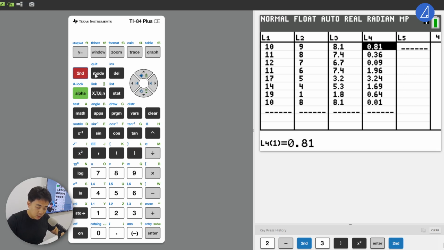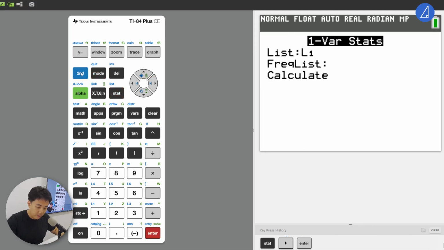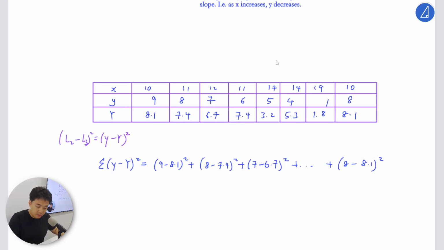Just understand, you go to stats, right? You calculate one variable stats, you put L4. Okay. And then the L4 here, this summation of x will be 8.8. So this will be 8.8 lah. So this will be 8.8. Verified.